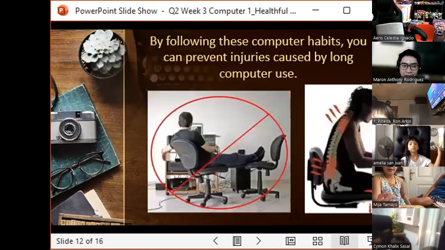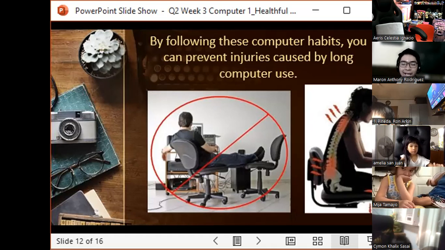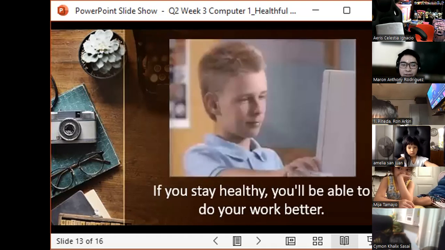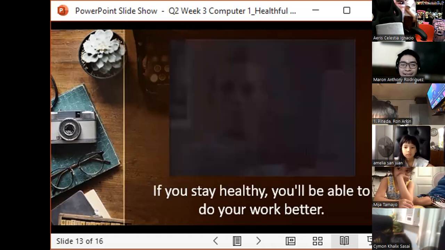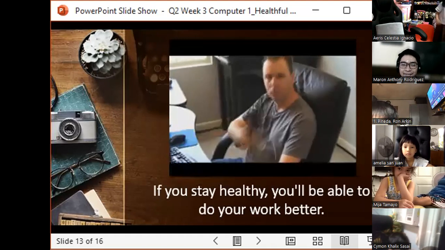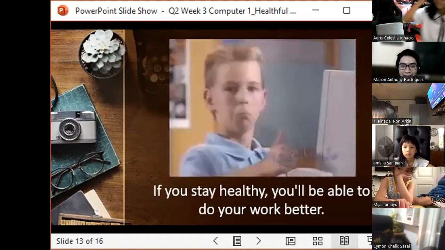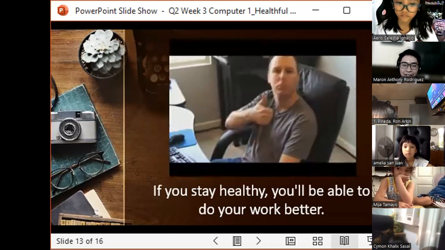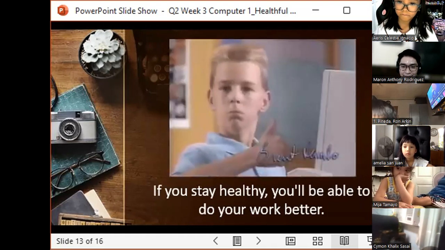By following these computer habits, you can prevent injuries caused by long computer use. For example, pain in the feet, back, hands, and neck. You can prevent all those when you use the computer properly. Okay? And if you stay healthy, you will be able to work better and study well. So we should always stay healthy so that we can work with our best every day. Okay? Questions?